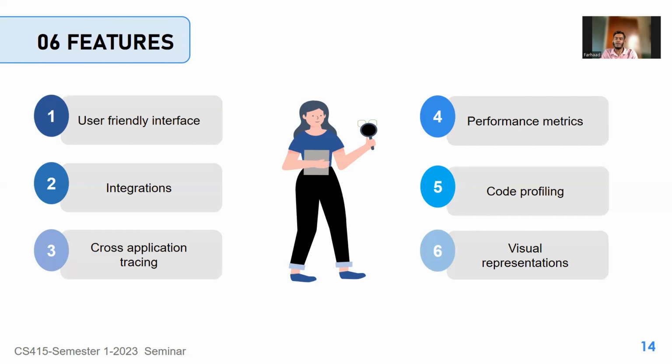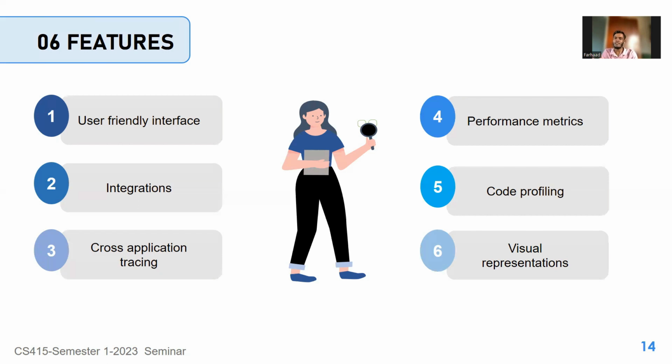Fourth, the number four focus is on performance metrics. Stackify Prefix provides its developers with real-time performance metrics such as response time, throughput, error rates, and much more. These metrics allow the developers to quickly identify and address issues that are impacting application performance.